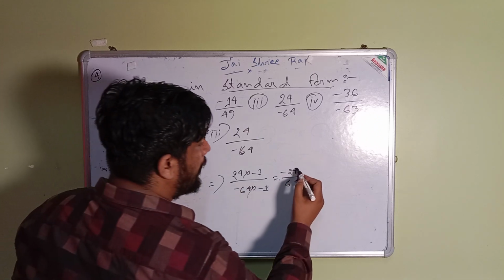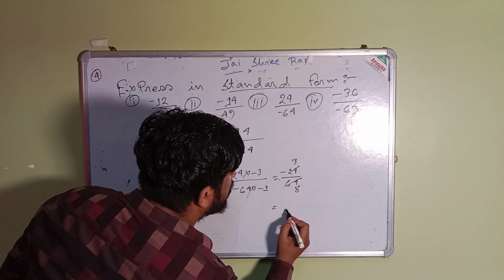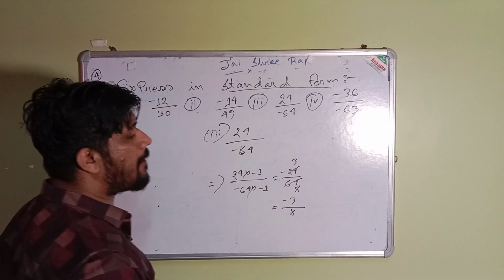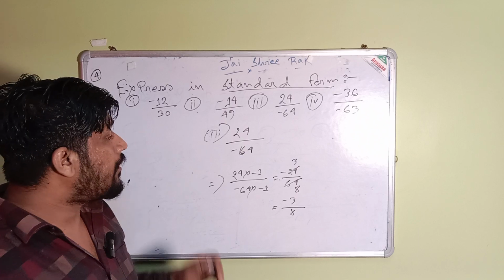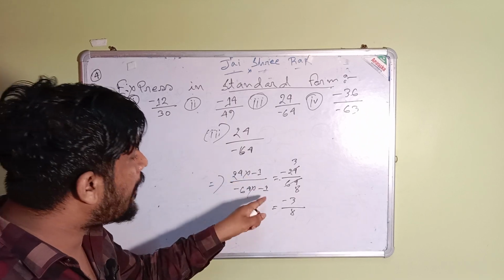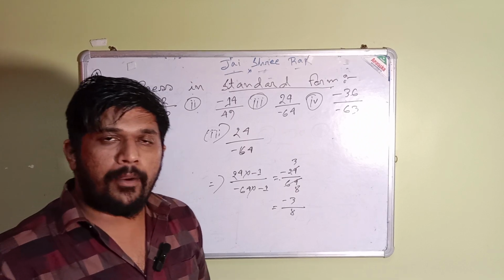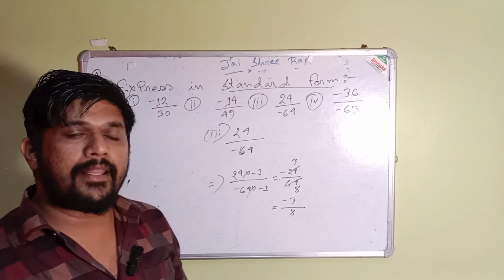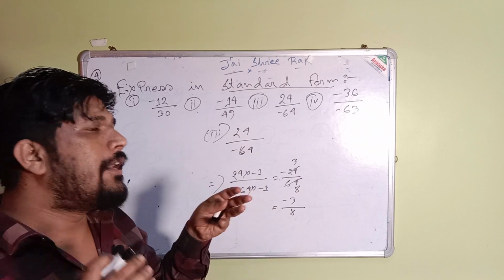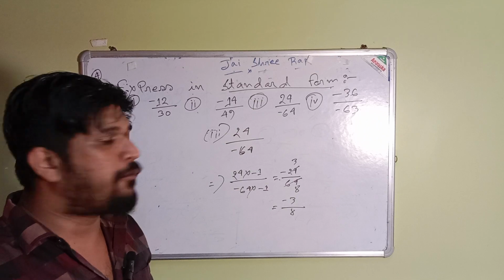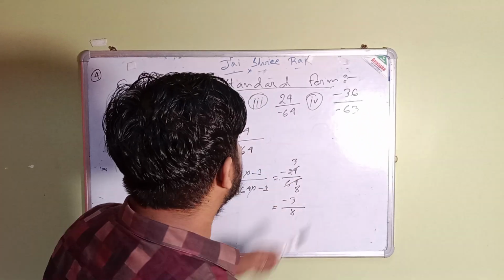Now we can divide both numbers. 8 threes are 24 and 8 eights are 64. So that is the answer, minus 3 by 8. We know that 3 is a prime number, so there is no common divisor between 3 and 8 except 1. Now you can ask me why we multiplied by minus 1 in the denominator. Actually, according to the definition of a rational number, it is a number in the form p by q, where the denominator is never 0. But here the denominator is in negative form, so we have multiplied by minus 1. Okay, let's start with the next question.